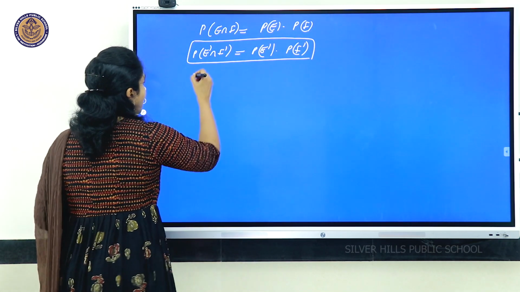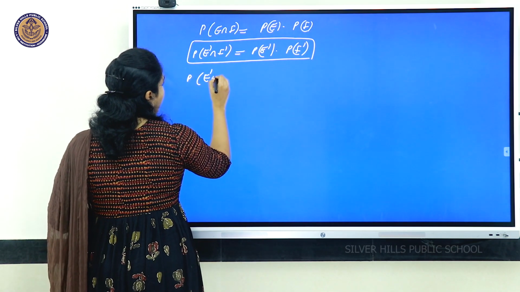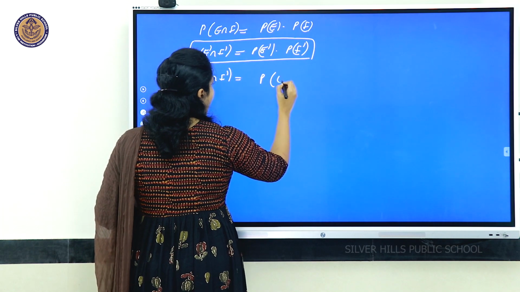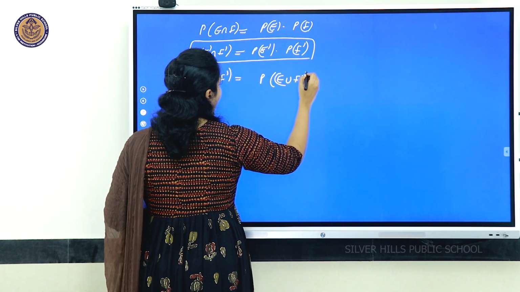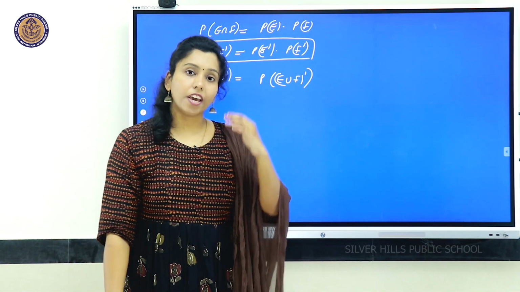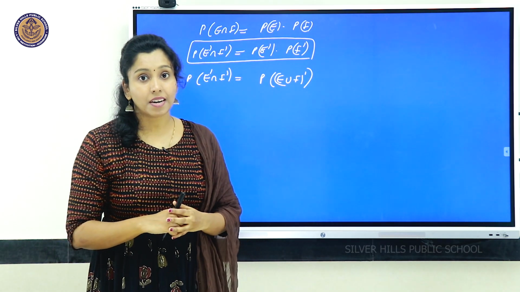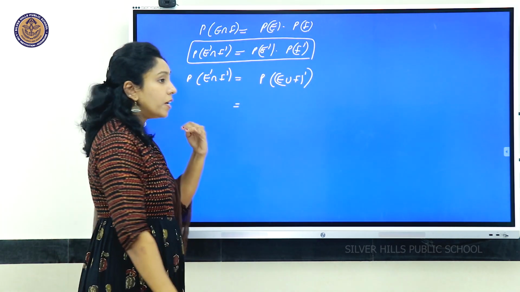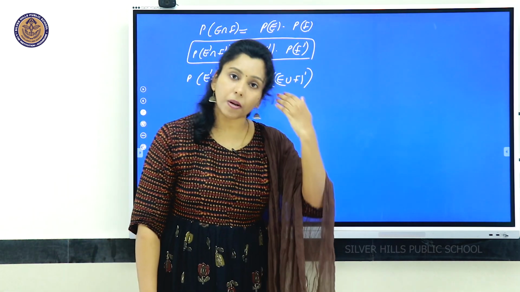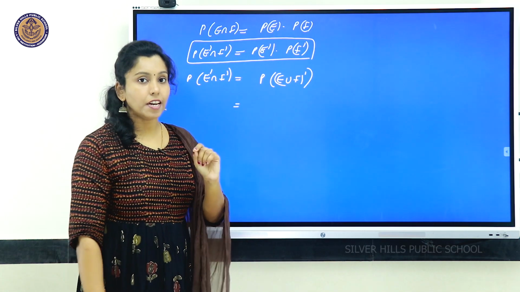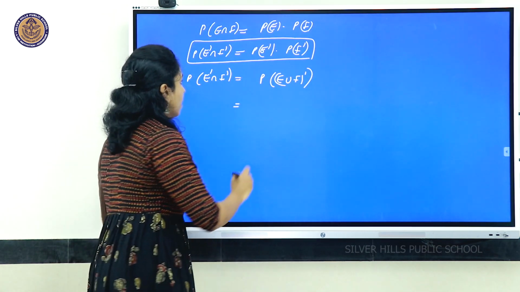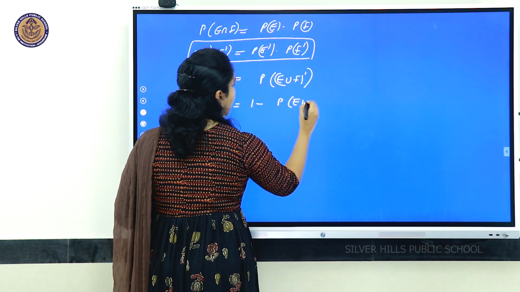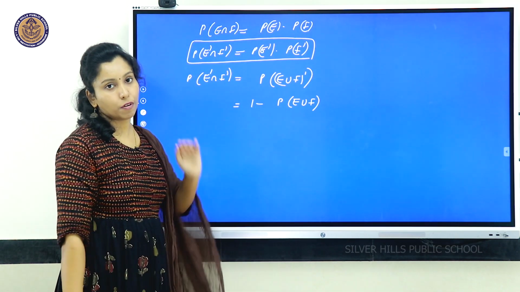So, how to start? We start with the left side. P of E complement intersection F complement. What is this by definition? I can write this as E union F the whole complement. This is our De Morgan's law. We know A complement intersection B complement can be written as A union B complement. And probability of complement of an event is same as 1 minus probability of that event. So, this is E union F whole complement, which can be modified as 1 minus P of E union F.